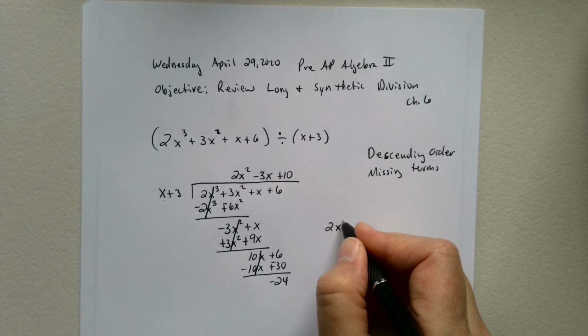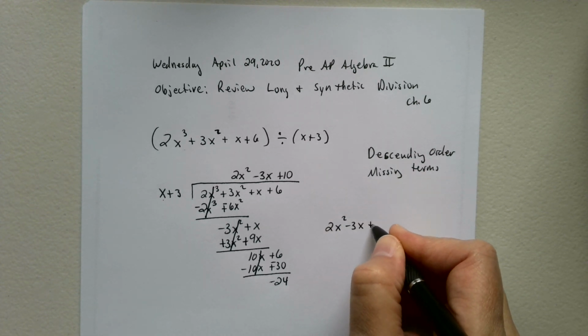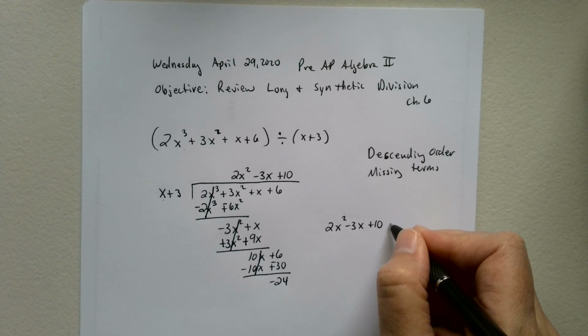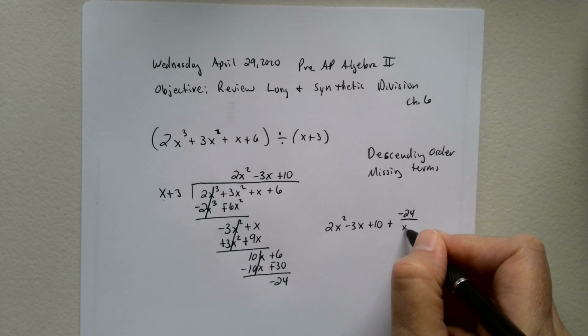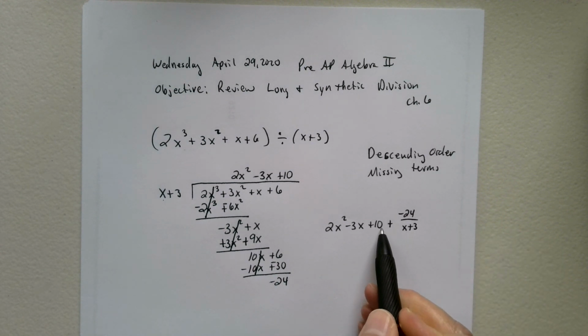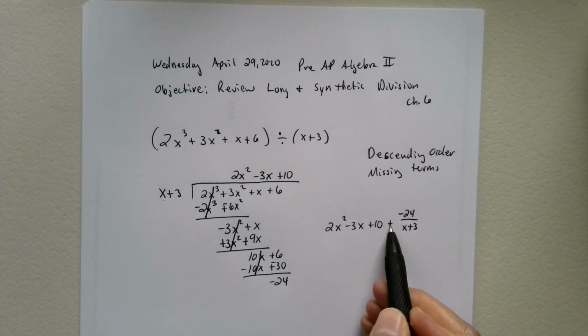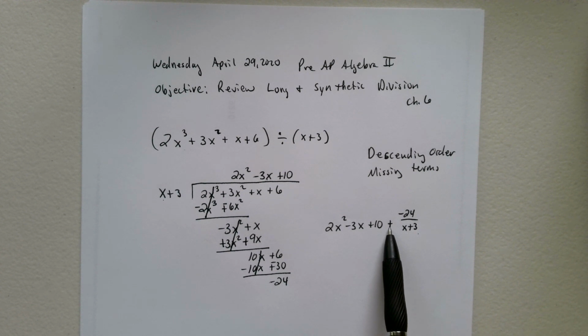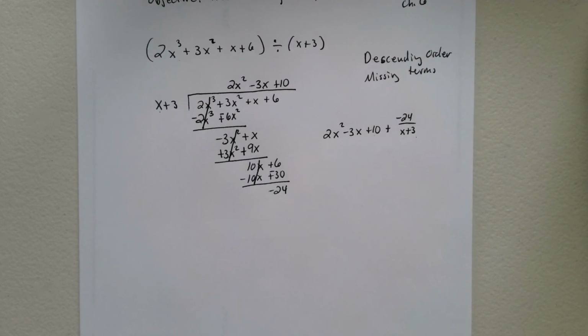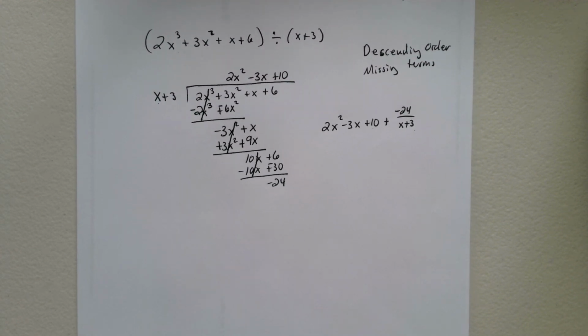So we would have 2x squared minus 3x plus 10. And remember to write your remainder over your divisor and to separate it from the last term by a plus, or I could have put a minus 24 over x plus 3, or plus a negative 24 over x plus 3. But be sure you put an operation here because it is not part of the 10. So that's long division. Now I want to work the same problem but with synthetic.